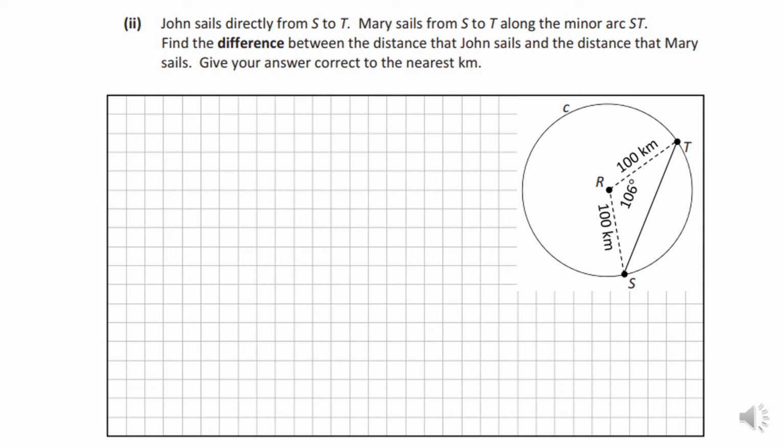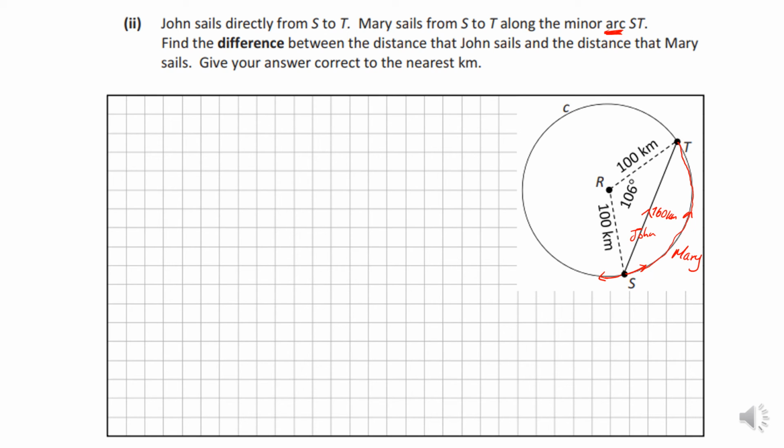So John went straight from S to T, right? And we know from the previous part that that's 160 kilometers. Mary sails from S to T along the minor arc. Now an arc is a part of the circle, and minor means it's the smaller one. So from S you could go right or you could go left, right? So the minor one is the smaller one. So from S to T, along here is where Mary went. So this was John, 160 kilometers, and this was Mary. She went in a curved direction, which means she's going to have a longer distance. Find the difference between their distances is the question.